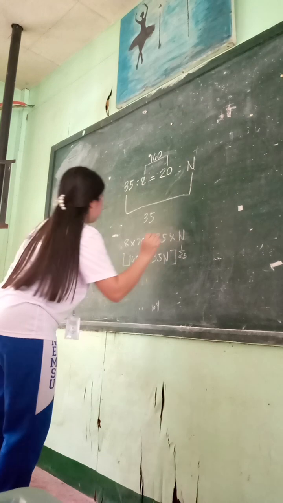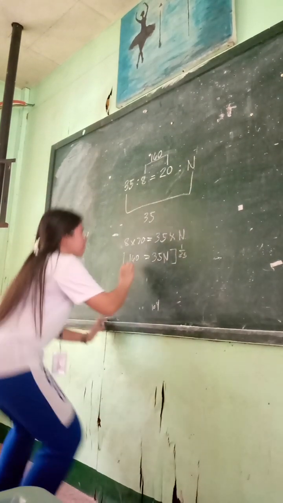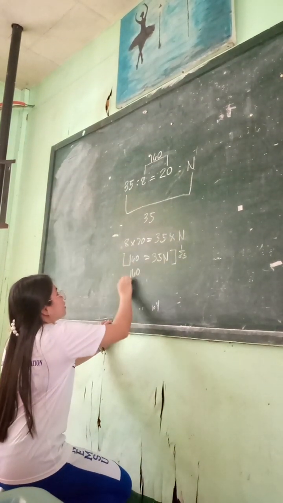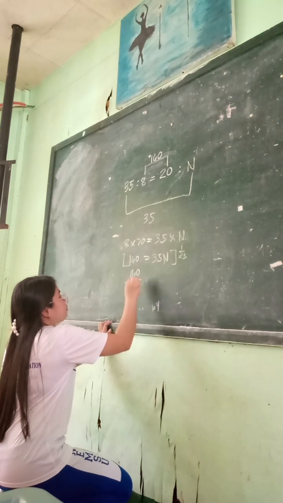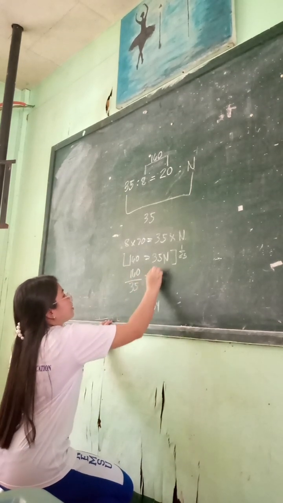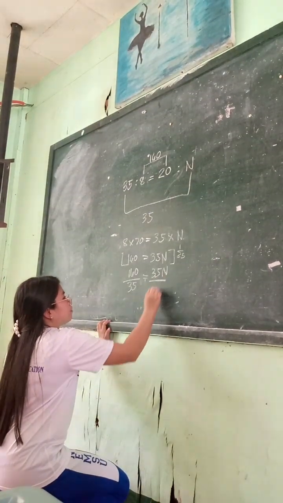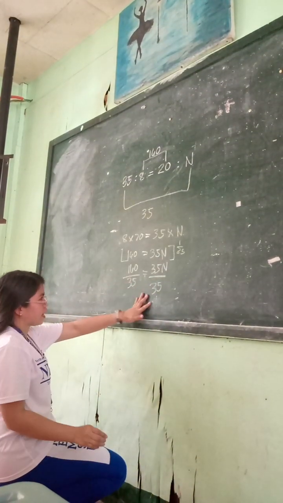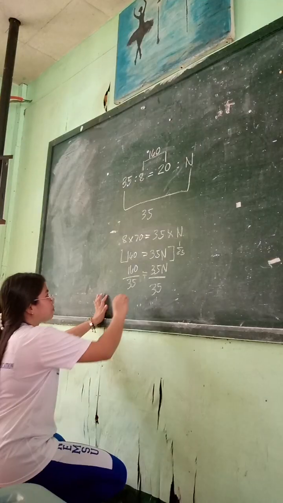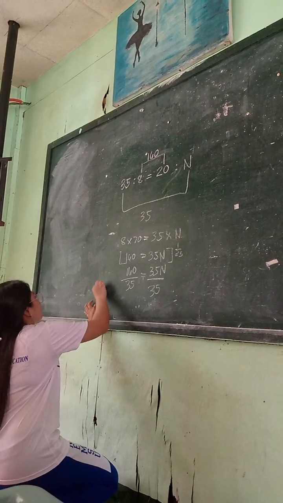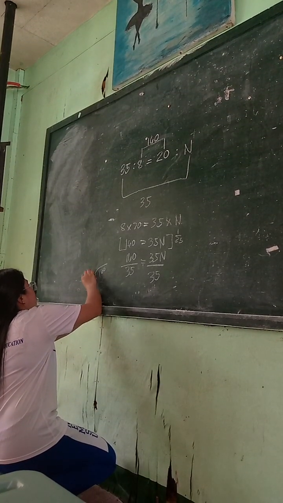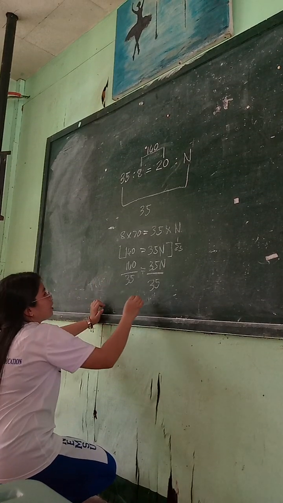So we are going to divide by 35. So 160 divided by 35, over 35, so the answer is 160 divided by 35, which is 4.6.